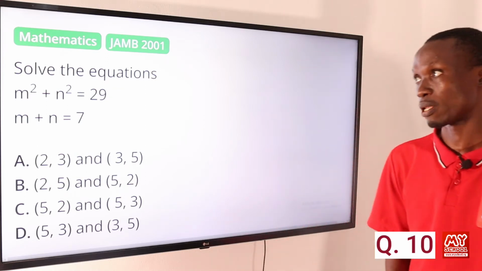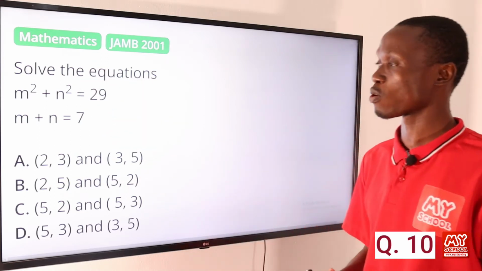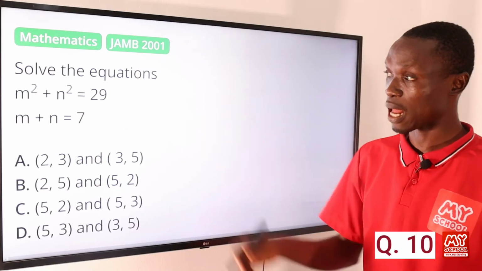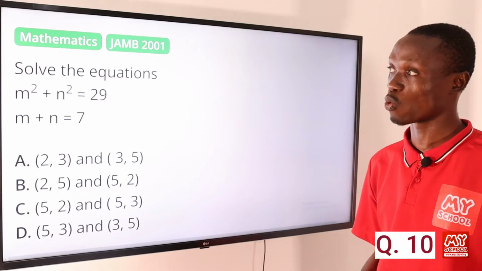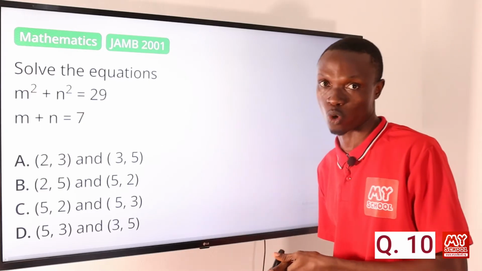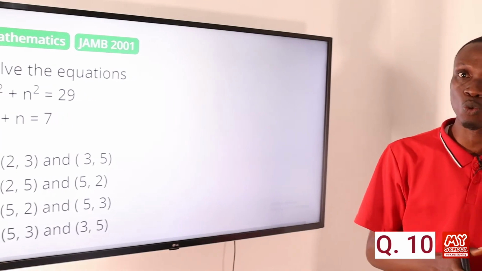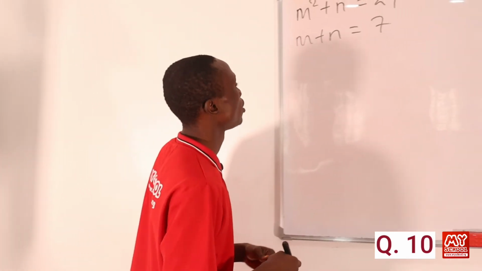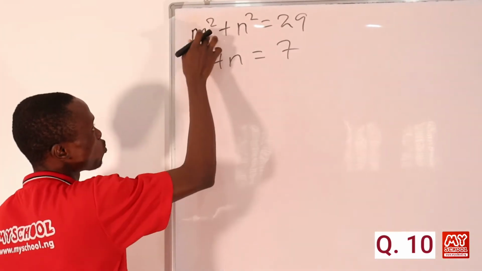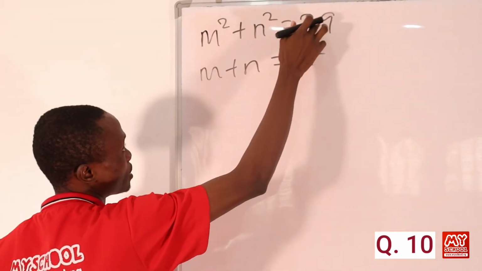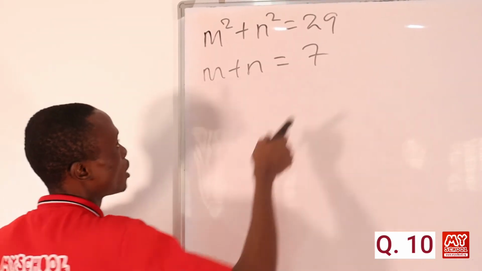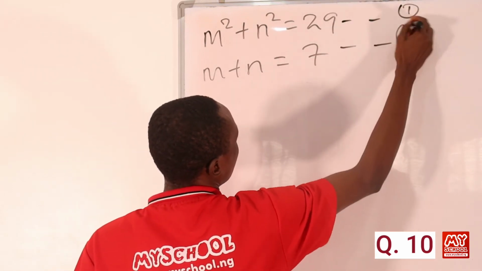Moving on to question 10. Okay, we are asked to solve the equations m squared plus n squared equals 29 and m plus n equals 7. So this is a simultaneous equation. You can as well subscribe to our mathematics video, topic by topic video lesson to learn more about simultaneous equation. Okay, so let's solve this. m squared plus n squared equals 29 and m plus n equals 7. So basically, let's call this equation 1 and this equation 2.